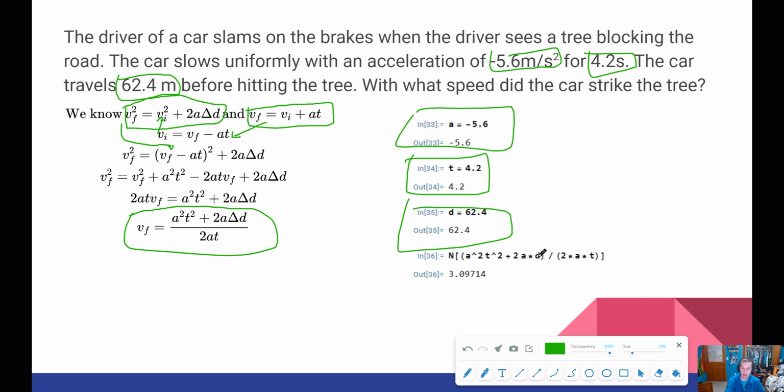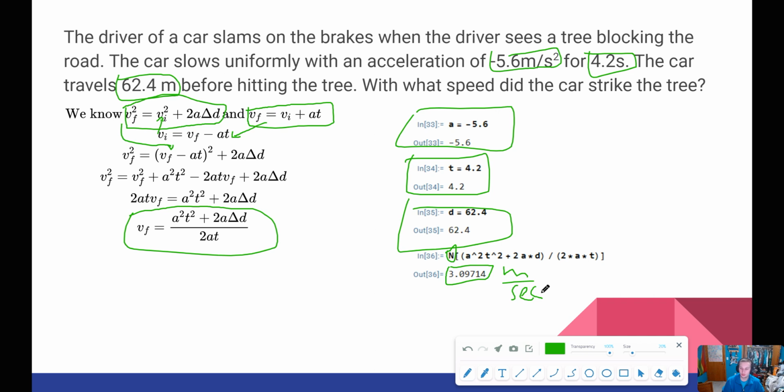And then you can just plug in your expression, a squared t squared plus 2ad over 2at. Since you defined what each of your variables are, you can use N, which just means give me a numerical answer. Sometimes Mathematica can be finicky, as it very oftentimes is, and it'll just give you back the expression that you put in, and it's like, well, hang on, I wanted a numerical answer. So you tell it to give you a numerical answer, and it comes out to about 3.1 meters per second, which is the speed at which the car hit the tree.